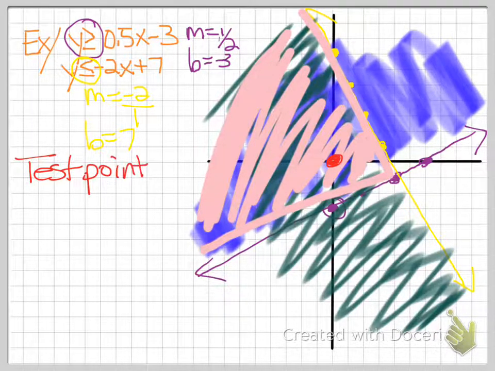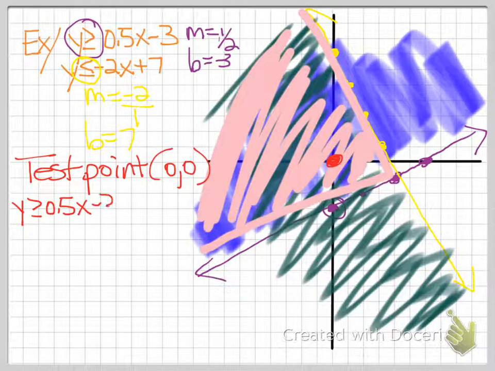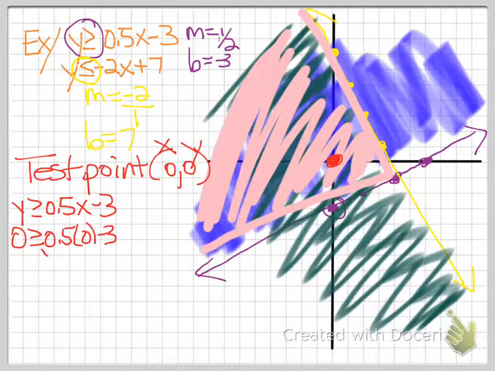And I am literally going to plug that into both of these inequalities to make sure it works. So my first inequality is y is greater than or equal to 0.5x minus 3. So I'm going to plug 0 in for x and 0 in for y and see if it works. So 0 for y is greater than or equal to 0.5 times 0 minus 3. 0.5 times 0 is 0. Bring everything else down. And 0 minus 3 is negative 3.